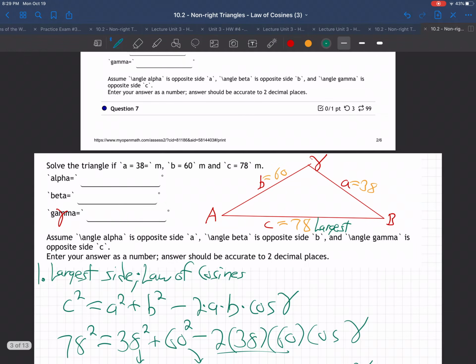So gamma is 103.18348 degrees. That's the largest angle in the triangle. See how it's more than 90? There can only be one angle more than 90 because the three of them have to make 180. So if one of them is more than 90, the other two have less than 90 left. So now we have to find the other two.